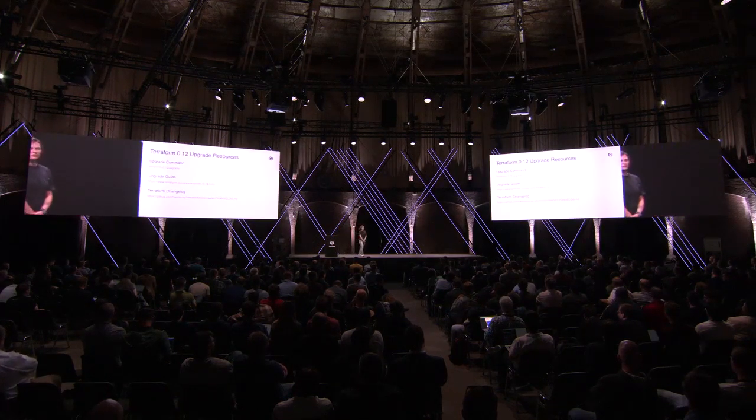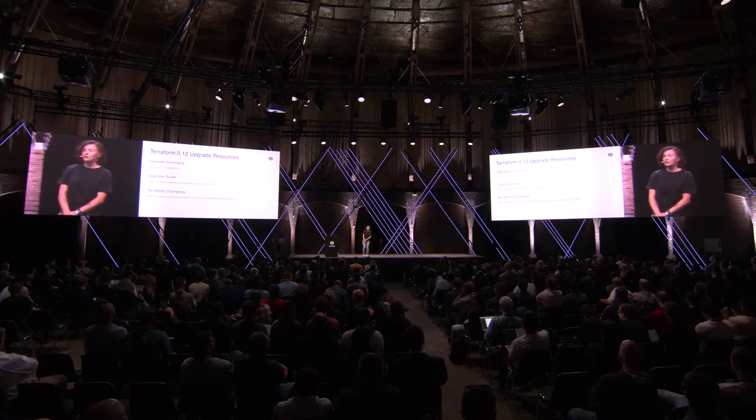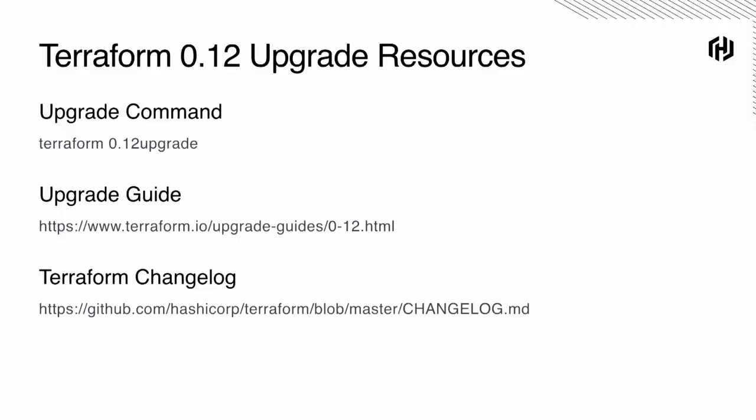We have many resources available to help you upgrade from Terraform 0.11 to 0.12. There is an upgrade command. If you don't know it, it will rewrite your configuration, make all the changes it can, and print a little to-do note if it needs a human to figure out how to fix something. There's an upgrade guide on the website, and I've said before, the changelog is a really excellent resource if you like to get into the nitty-gritty details about what's changed.